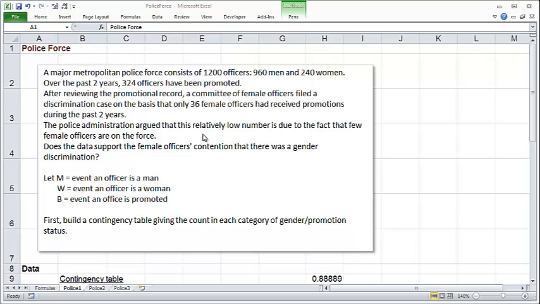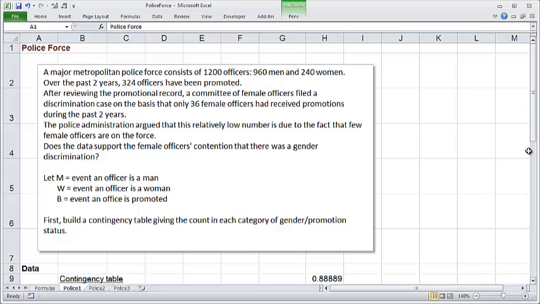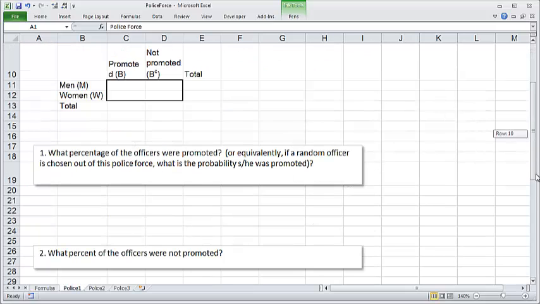We'll use the concepts of conditional probabilities to figure out if the numbers support the discrimination case. In the process, we'll also review the concepts of joint probability and marginal probability. First, we'll summarize the data in a contingency table. The rows of the table will correspond to the gender, right here, and the columns will correspond to the promotion status. We first fill in the table with the numbers we are given.